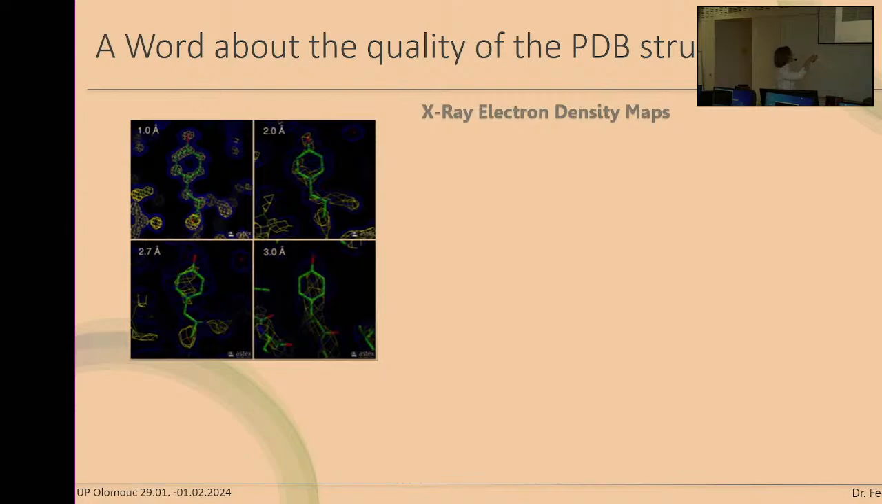Similarly at 2.7 angstrom, we can see basically the orientation of the amino acids, but we do not have so much information about the exact position of each atom. And we can see here, instead, at 3 angstrom that the quality is very, very low. So when we look at the PDB structure, we have to check, first of all, the resolution of our target and then the electron density map.